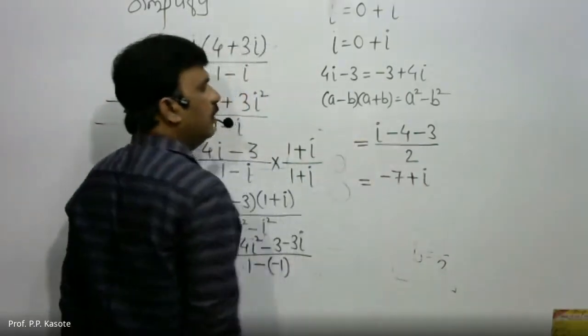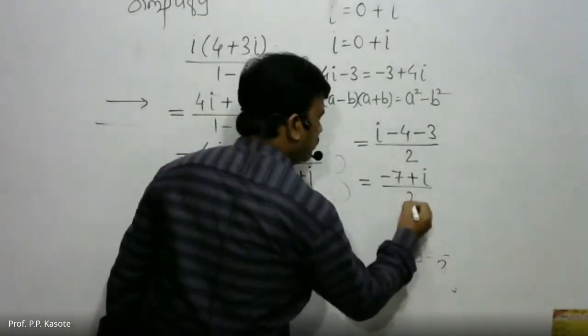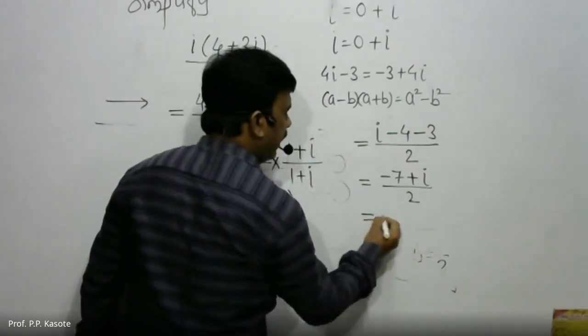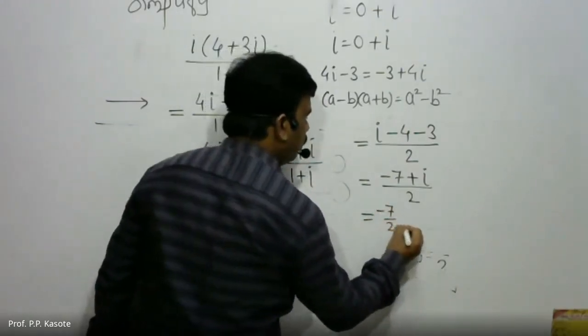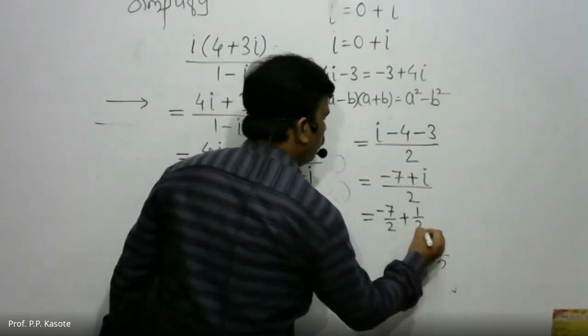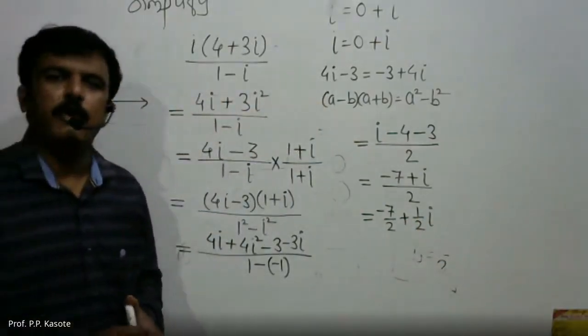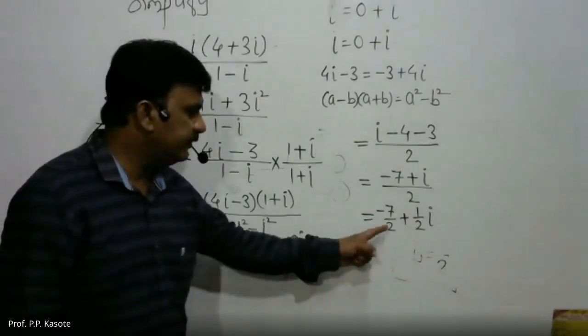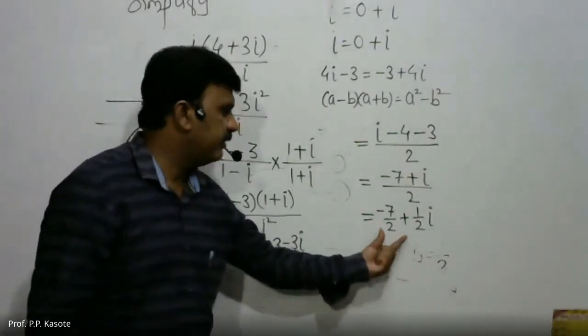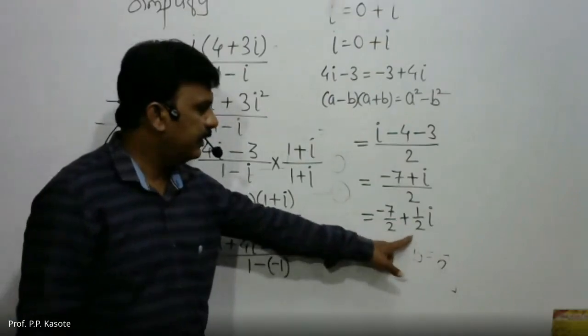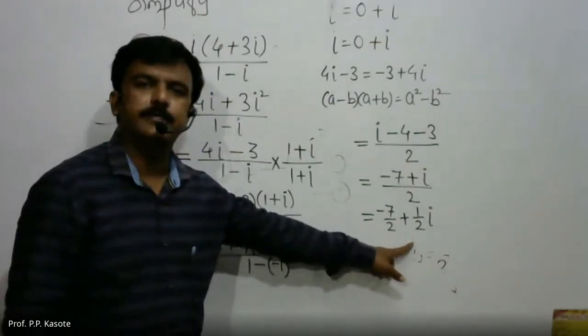In numerator, we got a complex number upon there is 2 in the denominator. So we can rewrite it minus 7 upon 2 plus 1 upon 2 into i. Now, can you see a complex number at the end? The answer is yes. The real part is minus 7 upon 2 and the imaginary part is 1 upon 2.